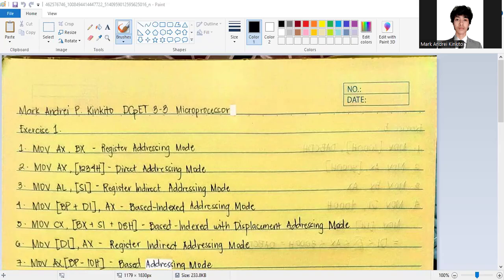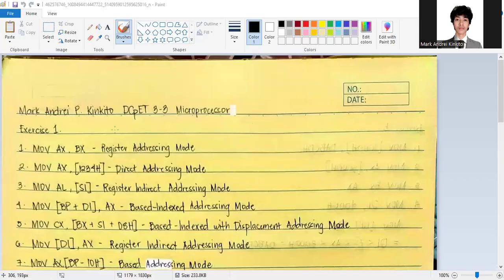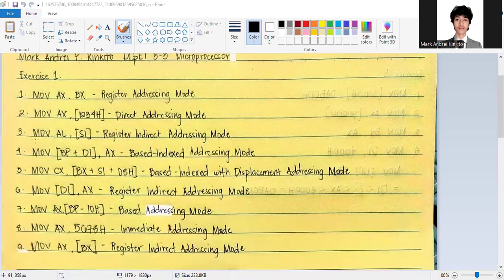So, in exercise one, sorry, let me share again. In exercise one, what we have to do is identify the addressing mode used for the specific address.